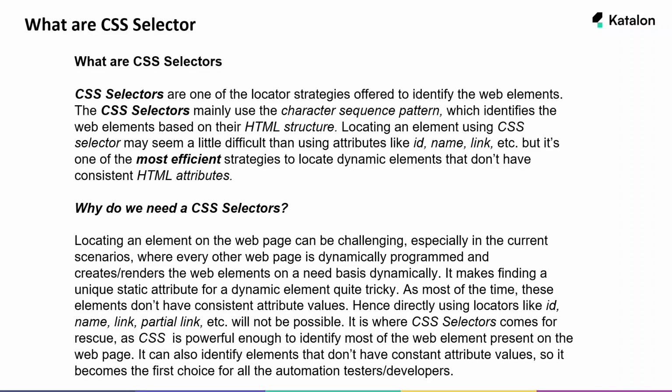So that is where CSS selectors come into the picture. CSS is powerful enough to identify most of the web elements present on the web page, right? That's the reason the CSS selector is the best method to identify dynamic attributes. It can also identify elements that don't have consistent attribute values. So it becomes the first choice for all automation testers and developers.